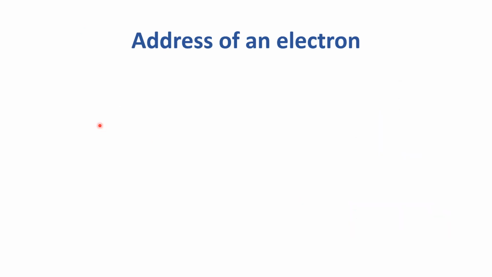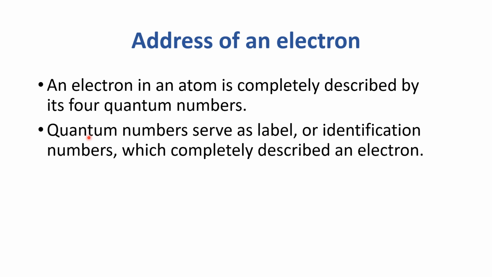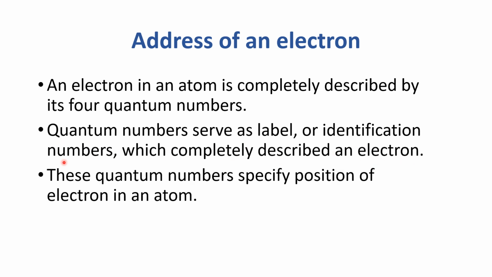So basically quantum numbers tell us about the whole address of an electron. An electron in an atom is completely described by its four quantum numbers. Quantum numbers serve as labels or identification numbers which completely describe an electron. These quantum numbers specify the position of the electron in an atom. The most important thing, quantum numbers tell us about the position of the electron in an atom, in which orbit, in which orbital, or in which axis the electron is revolving around the nucleus.